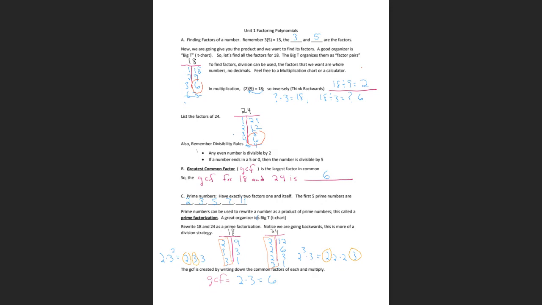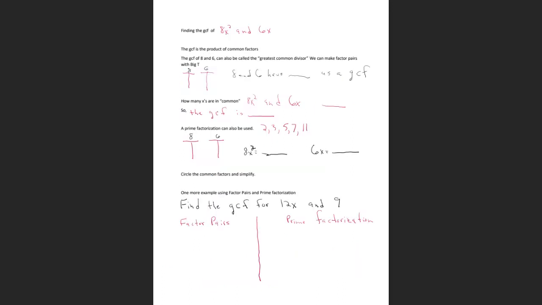So let's see if we can move into the next page here. As we move into this page here, we see that we want to find the GCF of 8x squared and 6x.